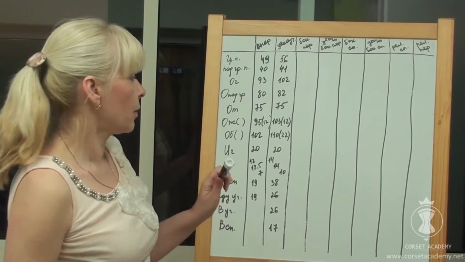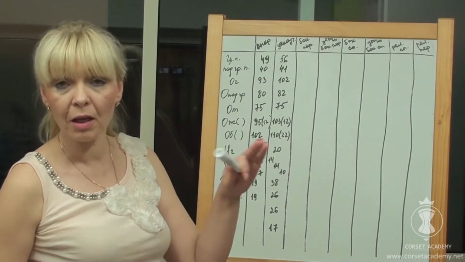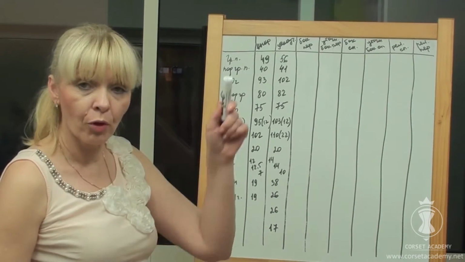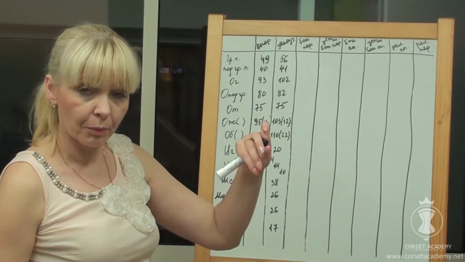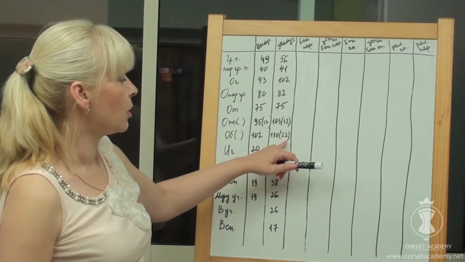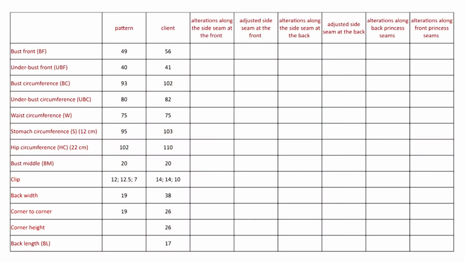The hip line of the standard pattern is marked 18 to 19 centimeters below the waistline. In order to adjust the standard pattern, you should simply shift the hip line down to the level of 22 centimeters below the waistline. Bust middle, clip, towards the arm's eye, towards the corner, and towards the neckline.